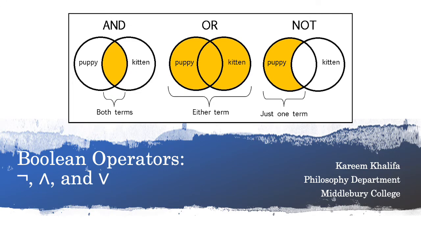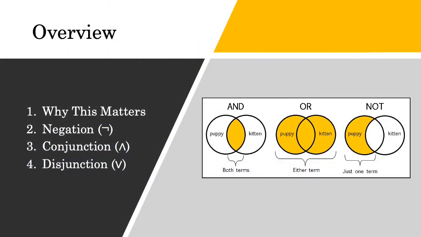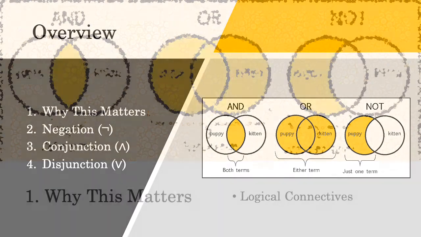My name is Kareem Khalifa, and today we'll be talking about the Boolean operators for negation, conjunction, and disjunction. Here's the game plan. I'll start by explaining why this matters, and then we'll go through each one of these Boolean operators and understand the basics of how they work.